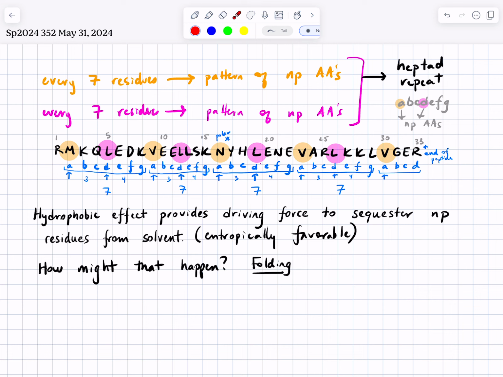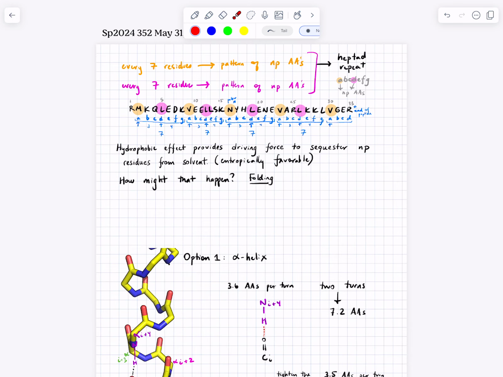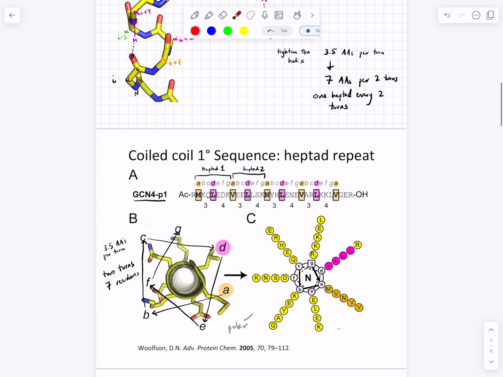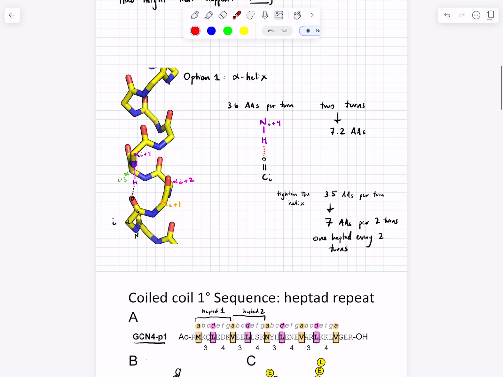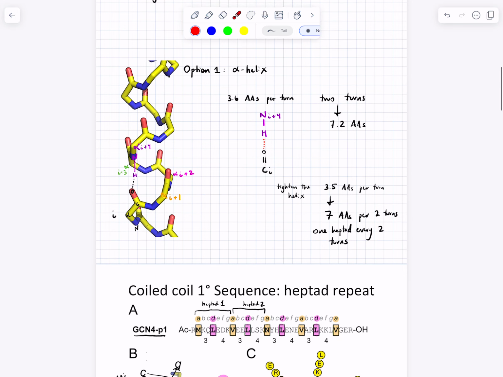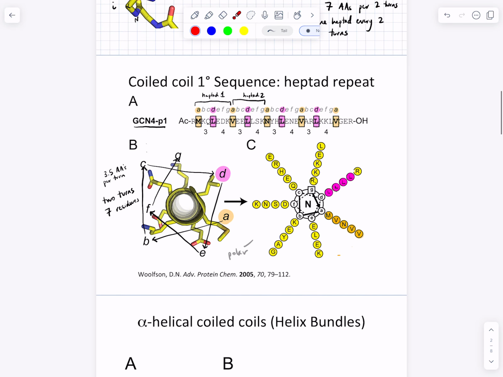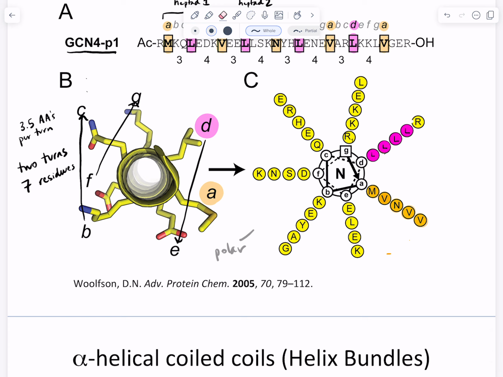And every 2 turns of the helix, you come back in space to an A position, or to where the first nonpolar amino acid was. So if we look at the helix from another perspective, looking down the axis of the helix, we can see this placement of the A and D position residues all along the same face of the helix more clearly. So that's illustrated here.